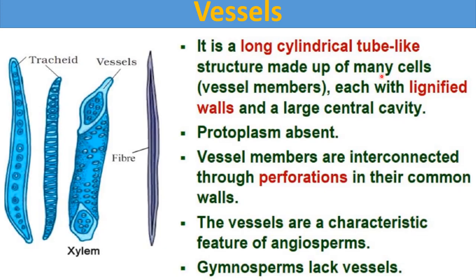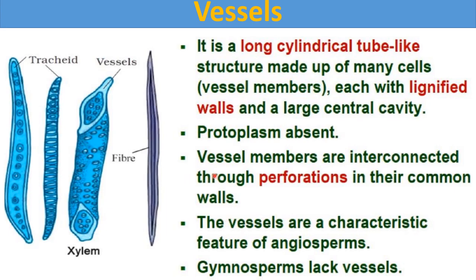The cells present in the vessel are called vessel members, each with lignified walls. So like tracheids, here also their walls have a deposition of lignin. That's why we are saying lignified walls, and a large central cavity. So here you can see this is cylindrical shape. Okay, and in the center there will be a large central cavity. Protoplasm is absent here, so it means these are also dead cells. So vessels are also dead. Vessel members, means cells of the vessels, are interconnected through perforations in their common walls.